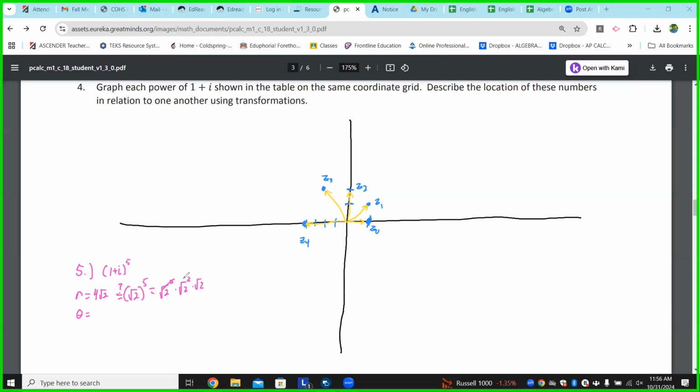Cancel each other out. So this ends up being 2 times 2, which is 4, and then I have this lonely square root of 2 left. Right? Of 1 plus i to the fifth.